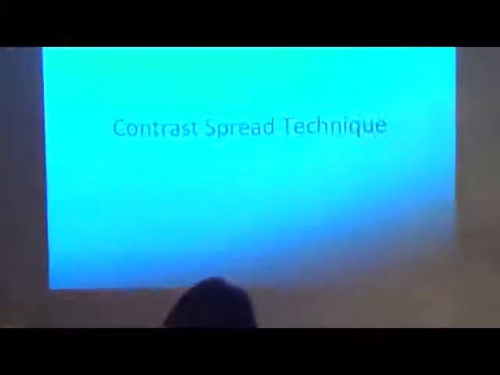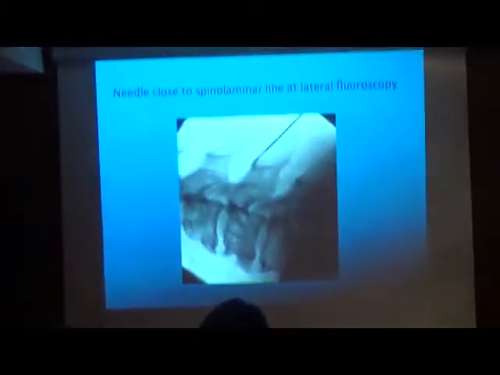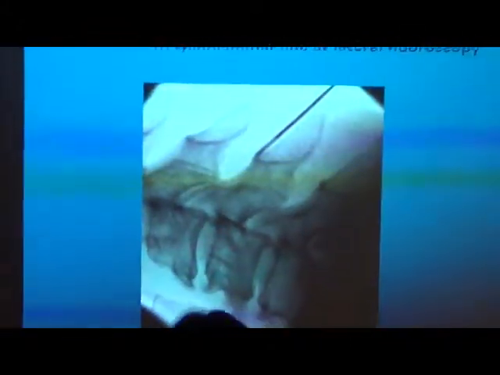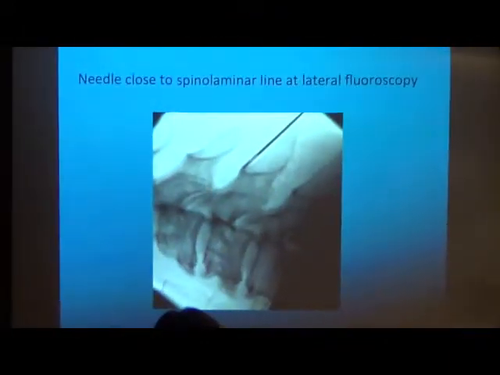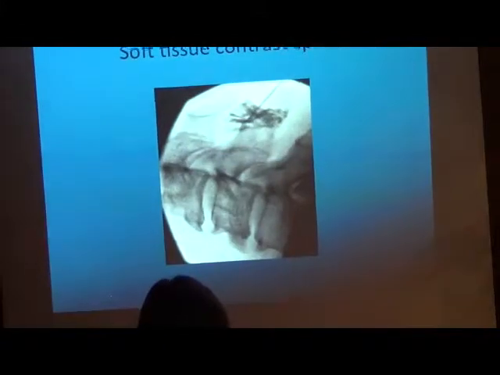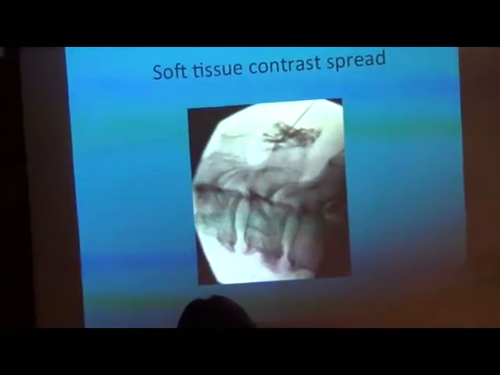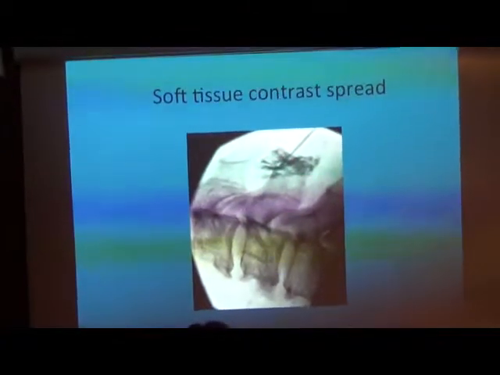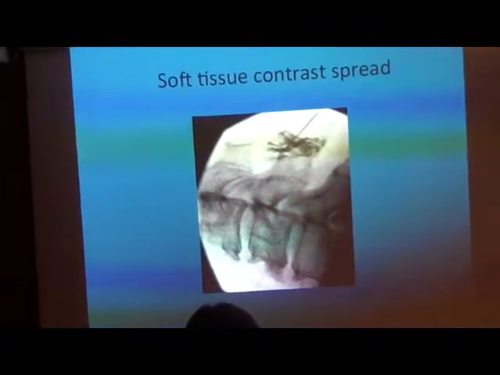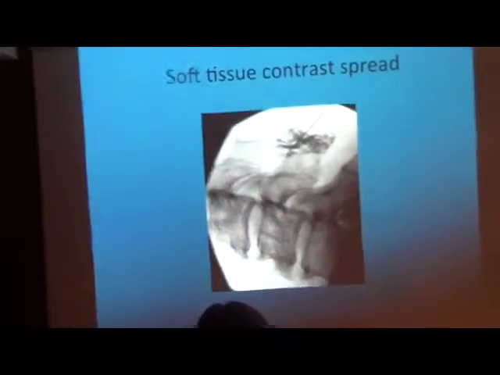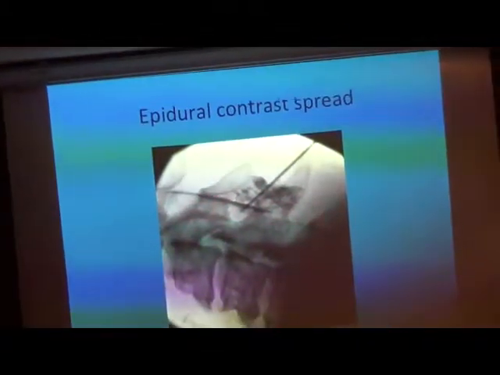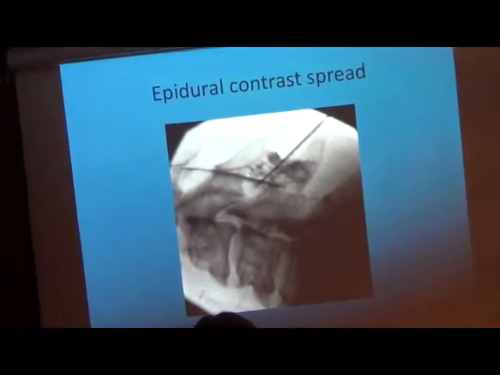So it's easy to show it and to explain it. Here's my needle. It's approaching the spinolaminar line. So when you're close to the spinolaminar line, what you do, you inject the dye and see the spread. Here you can see the spread. It's a so-called soft tissue spread. It's definitely not an epidural spread. So with one needle advance, very little, like 1 millimeter, maybe less, you inject and see the spread. Here you can see a dramatic spread. It's an epidural spread, and it's a big difference compared to soft tissue spread.